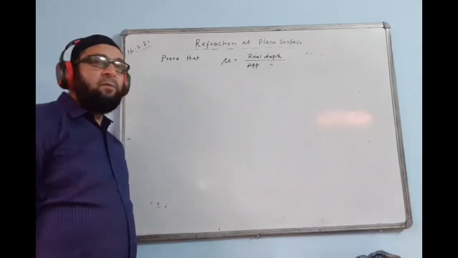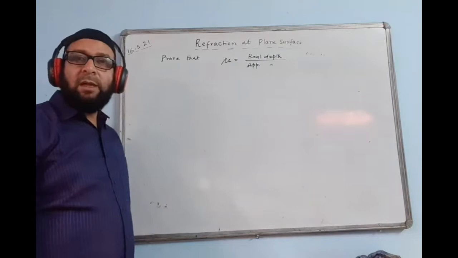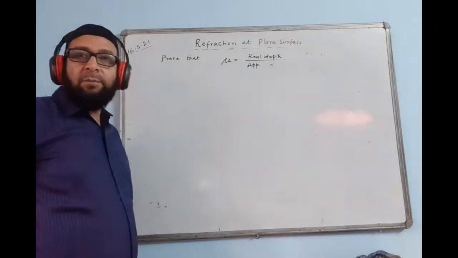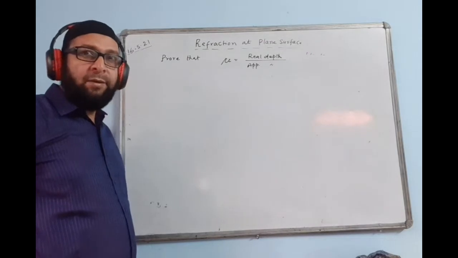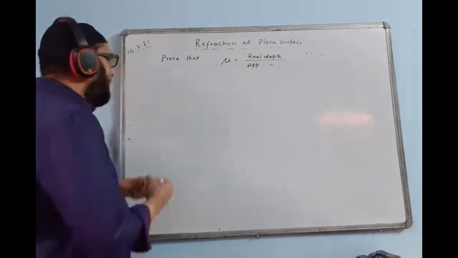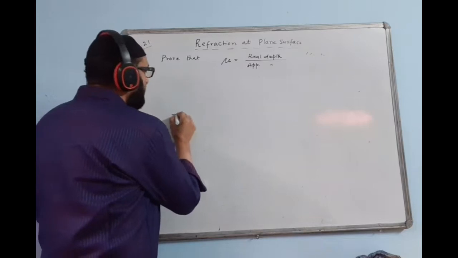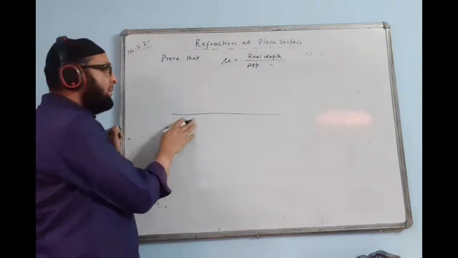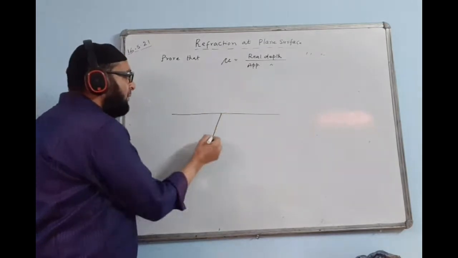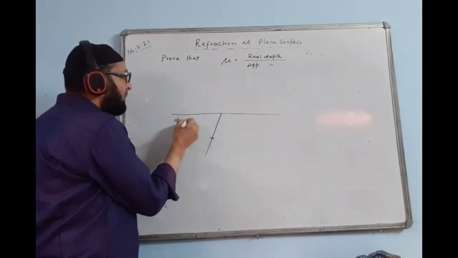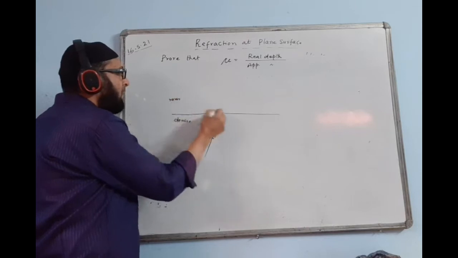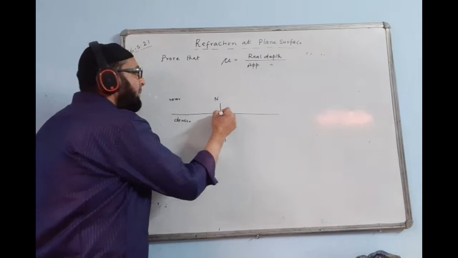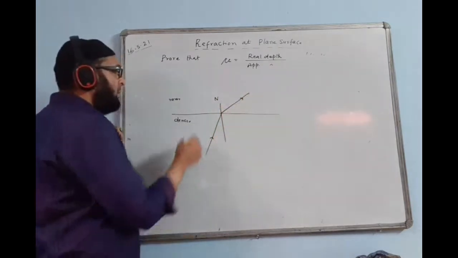Apparent depth means the depth which it appears to be, which is not the actual one. So for the mu formula we have real depth upon the apparent depth. Let us prove it. For this we will draw a diagram. We'll take a refractive surface here. A ray of light is traveling. Suppose this is denser, this is rarer, and here we draw the normal. The ray bends away from the normal here.